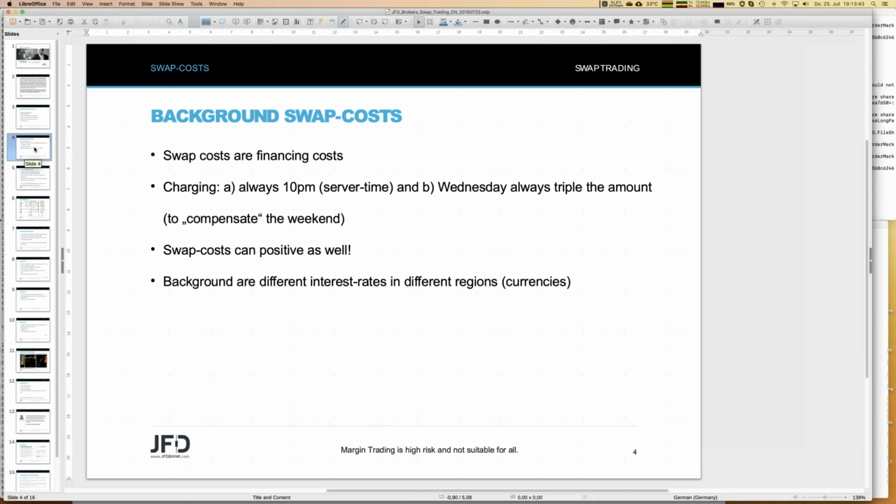As I mentioned, swap costs can be positive as well. Normally, a short trade in an index has positive swap costs only in those days with extremely low interest rates. Even short trades on indices have still real costs. But there are Forex pairs which really show up positive swap costs.